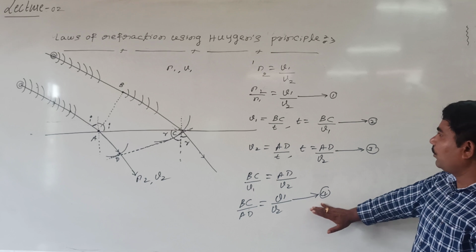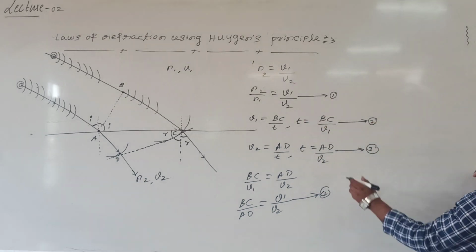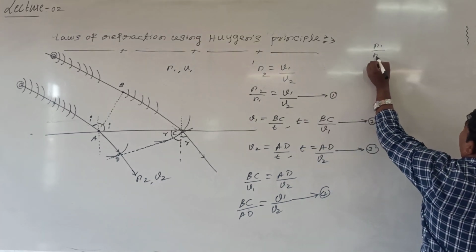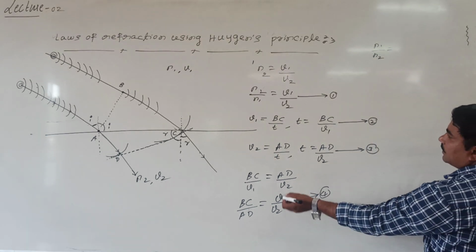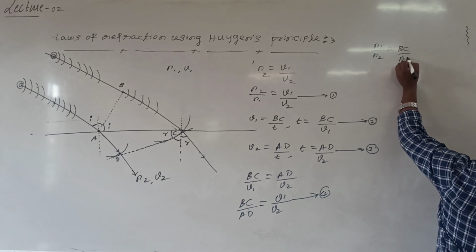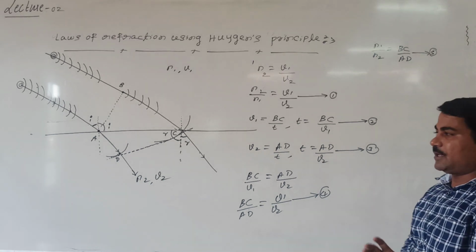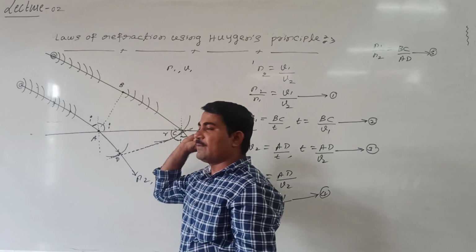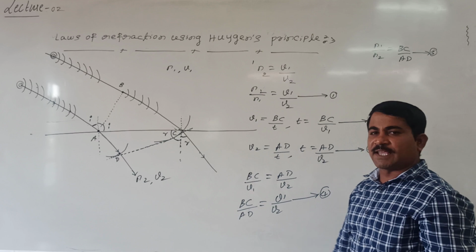Now put equation 4 in equation 1. What are we getting then directly? See here, how is equation 1? N1 divided by N2 is equal to what you are getting? That is V1 by V2 is equal to BC divided by AD. Let us call it equation number 5. Now, come to the triangles. Here two triangles are there. ABC looks like one triangle. In this triangle, this angle is i. From this, shall I take sine i?